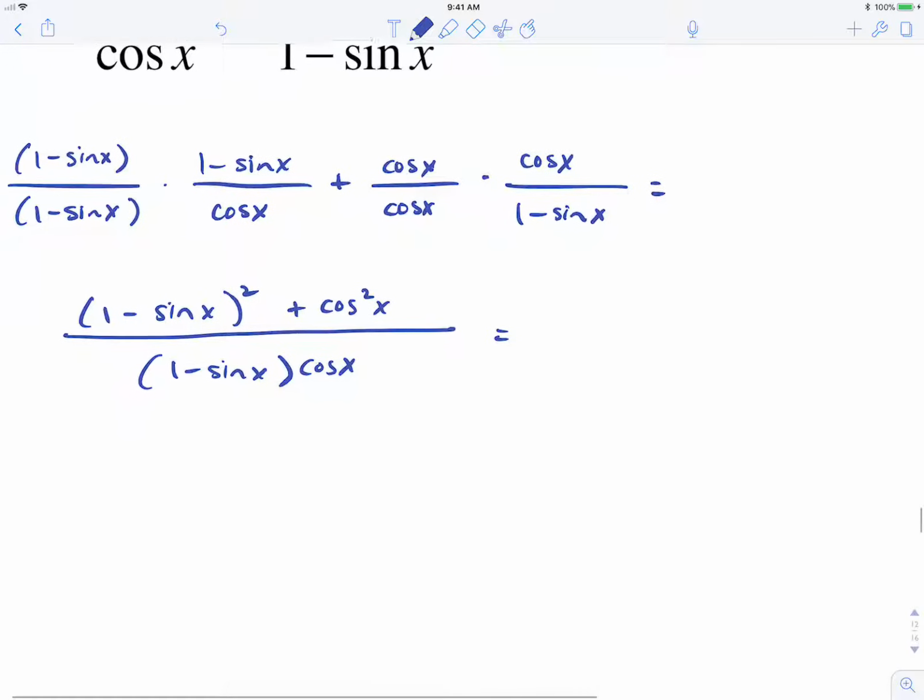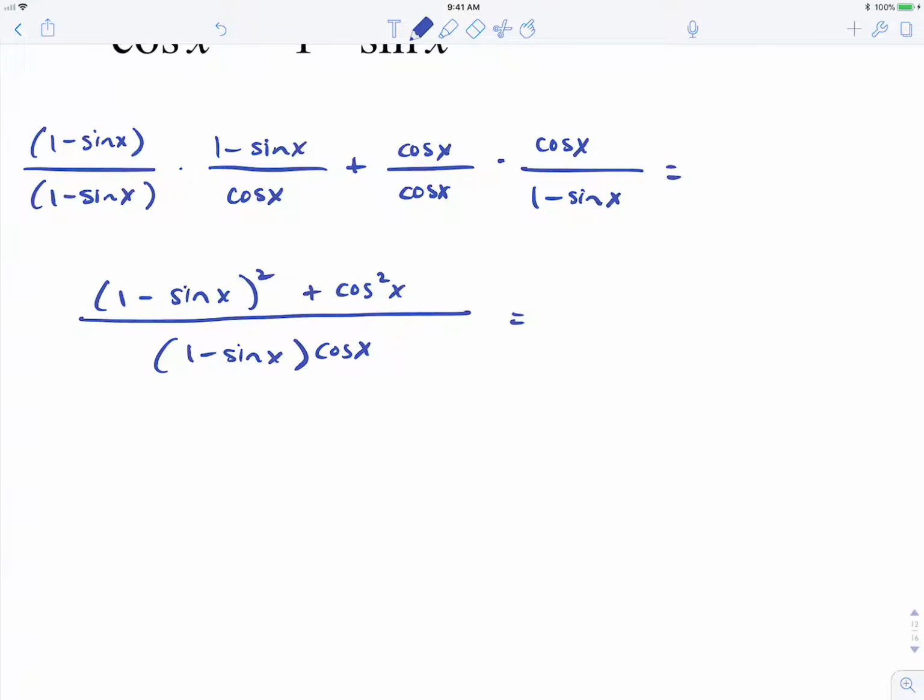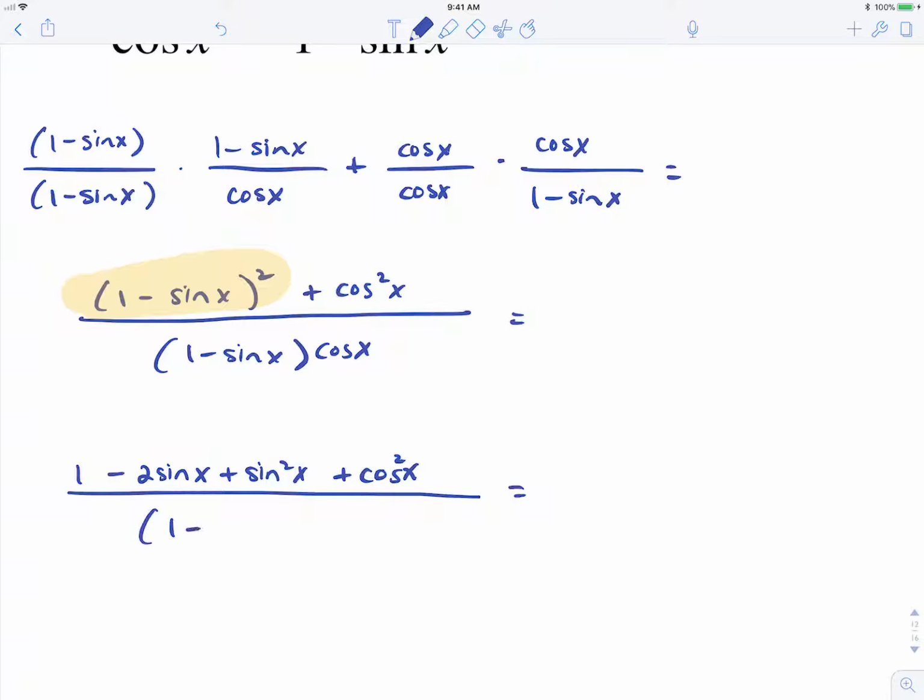We get kind of stuck here, so the only thing that I see we can do is to multiply out and combine like terms in the numerator. Please remember that's not 1 minus sine squared. That's the quantity 1 minus sine times the quantity 1 minus sine. So when we expand, we get 1 minus 2 sine plus sine squared plus cosine squared all over 1 minus sine times cosine.